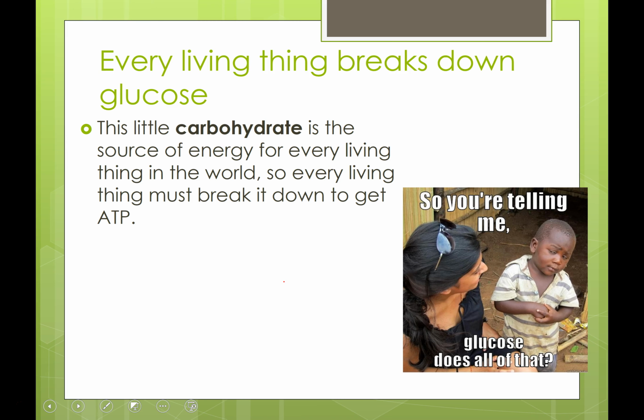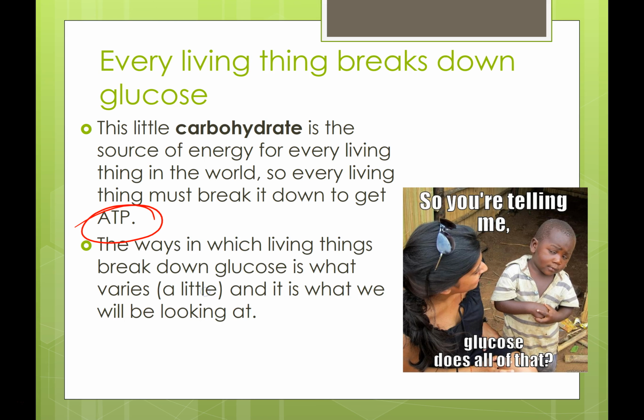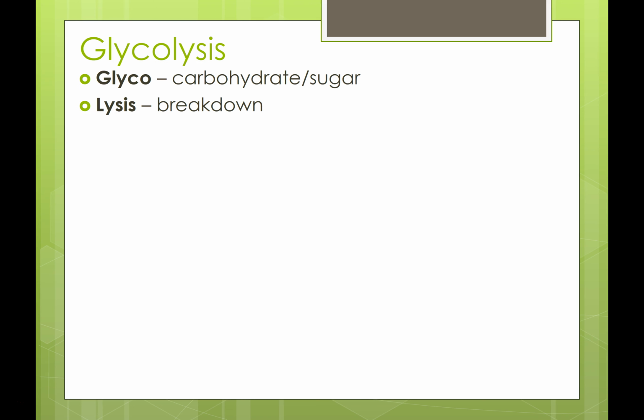As we spoke about last time, every living thing breaks down glucose. The little tiny glucose carbohydrate is the source of energy for every living thing in the world. So every living thing must actually break it down to get ATP. Glucose is really, really important. The way in which living things actually break down glucose is what's going to vary, and that's what we're going to look at today.